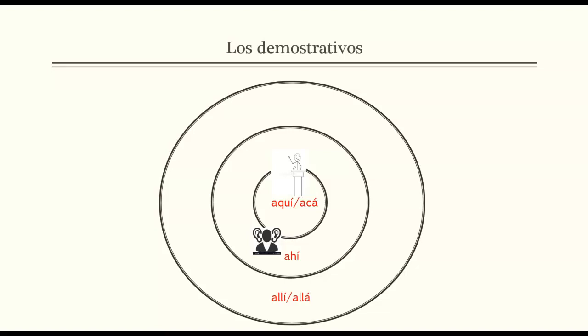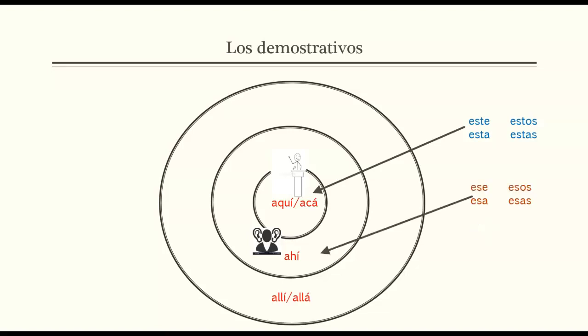Now, when we're close to the speaker, the demonstratives that we use are going to be este, esta, estos, or estas. Okay? When we're a little bit further away from our speaker, we have ese, esa, esos, and esas. Now in English, we just have this and that, these and those, and we leave it at that. But in Spanish, we also have that or those way over there, which with ahí and allá, we would use aquel, aquella, aquellos, aquellas.